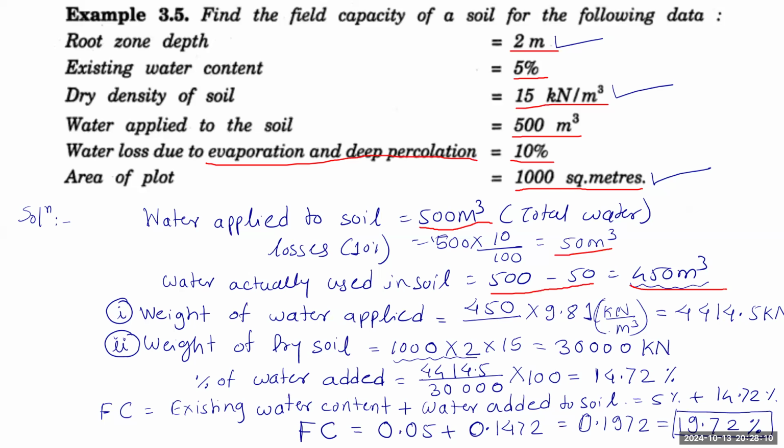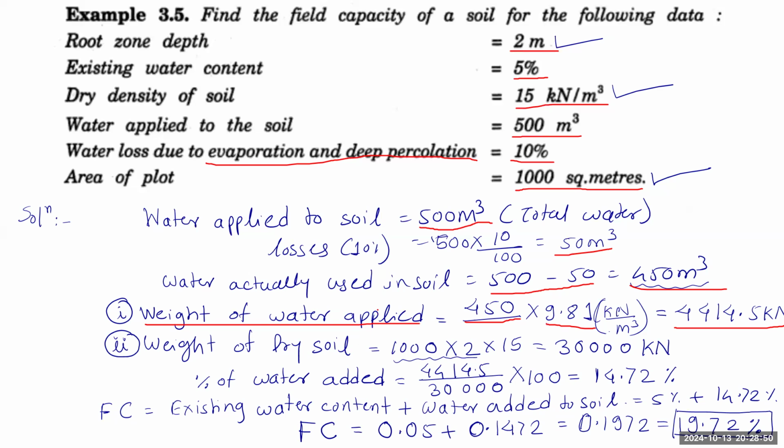Now in order to calculate the weight of water applied, what do we have to do? We have to multiply the volume of water actually applied, which is 450 cubic meter, with the unit weight of water, which is 9.81 kilonewton per meter cube. So the weight of water applied to the soil is 4414.5 kilonewton. So from the given data, we have worked out the weight of water.